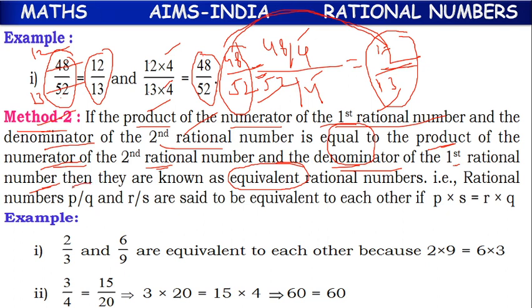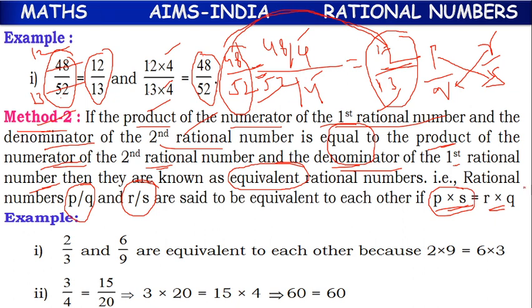If we have p by q as the first rational number and r by s as the second rational number, then the numerator of the first and the denominator of the second we multiply: p into s, ps. The numerator of the second and the denominator of the first: r into q, rq. If this product and this product are equal, then the given fractions are said to be equivalent.